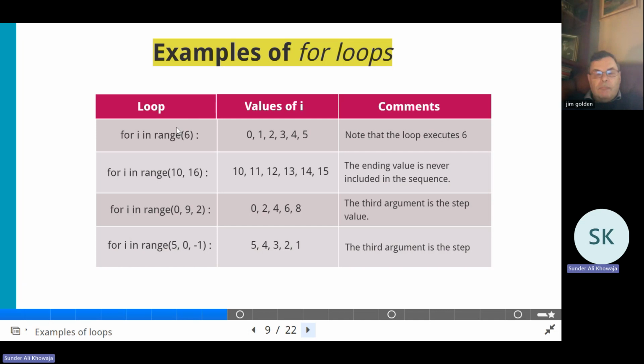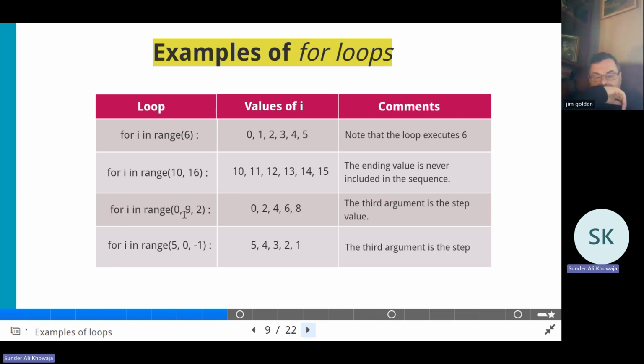Now, a for loop example can be like this. So for I in range 6, it will start from 0 instead of 1. Previously we defined 1 to 10, so it started from 1. But if you provide just one number, it will start from 0 and run till 5, so 6 minus 1 equals 5. And if you define it like this, 10 to 16, you are defining the first number, so it will start from 10 and end at 16 minus 1, which is 15.